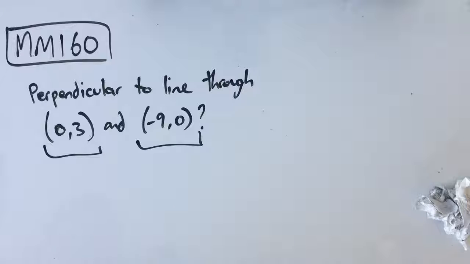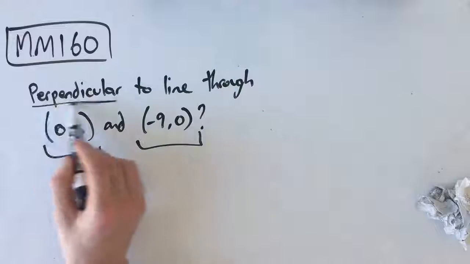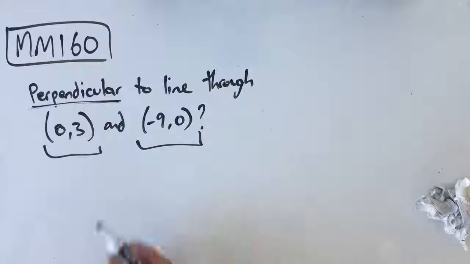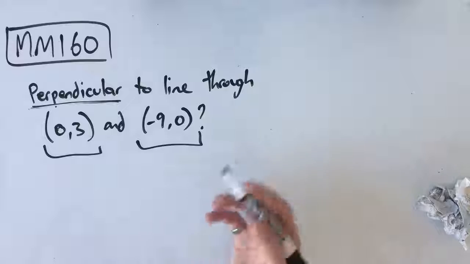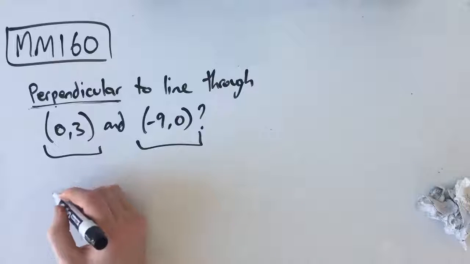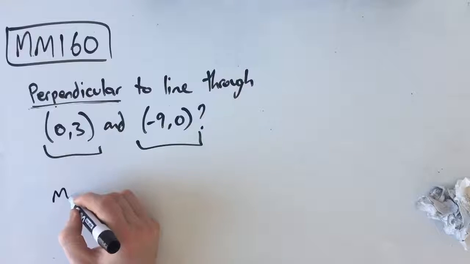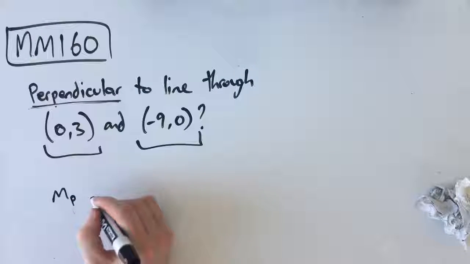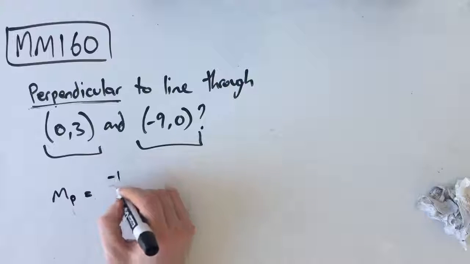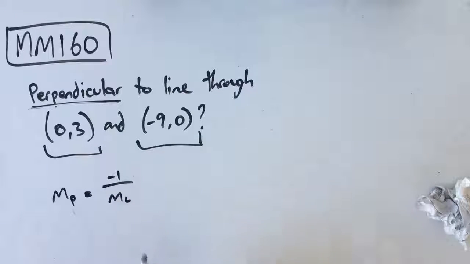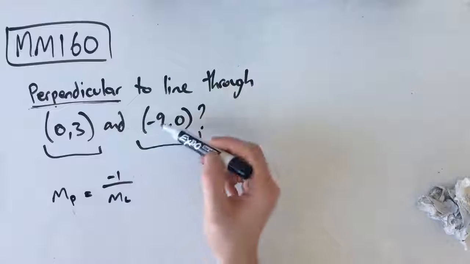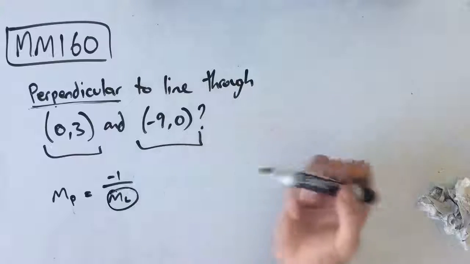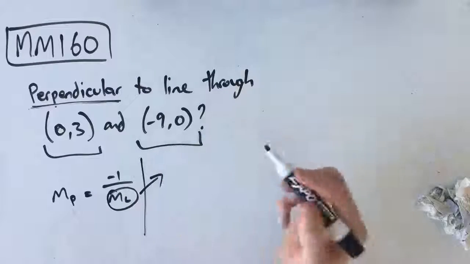So the first thing we have to recognize is that we are dealing with a perpendicular line, right? A line that's perpendicular to something has the negative reciprocal gradient of that other line, okay? So the gradient of a perpendicular line is equal to -1 over the original gradient of that line, right? So what we need to do is find the gradient of the line through these points and then sub it into this section here, okay? So let's do that now.